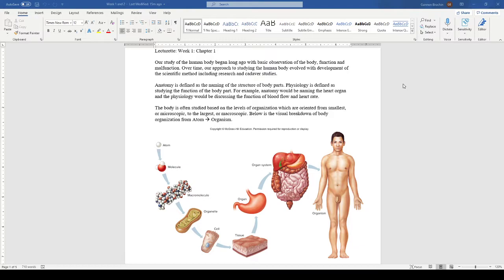The lecturette gives you an example of the heart. So when you name the heart, that is an organ that is describing anatomy. You describe the way that the heart functions to produce blood flow. That is physiology, okay? So anatomy and physiology really do go together, all right? And you'll see this as we go through the class, but you can kind of describe it as form and function, okay? Where form is anatomy and function is physiology, all right?